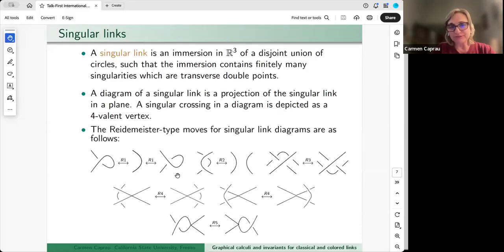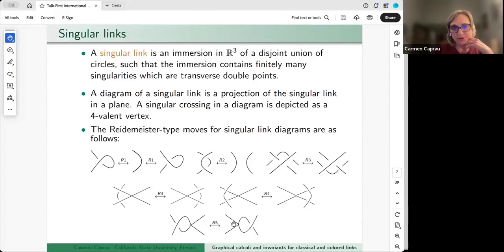The Reidemeister type moves for singular link diagrams are presented below. Of course, we want to think of singular links as being a larger set than the classical links, or classical links being a subset of singular links. So we have the classical Reidemeister moves, but we also have two types of additional moves where a strand can slide under or over a singular crossing. Here we must have both under and over sliding. And another one that allows you to have some kind of a twist at a vertex.